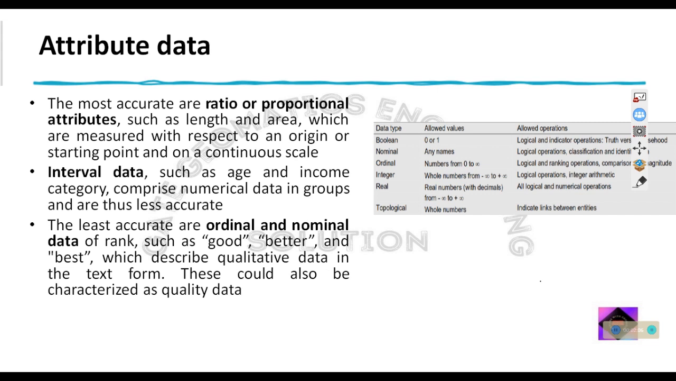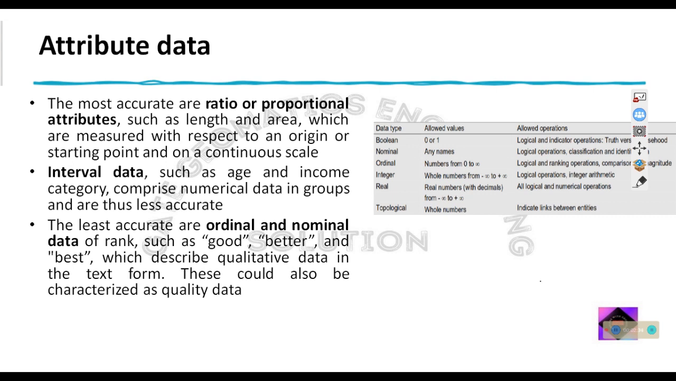Then what are the non-spatial databases? Those are mainly the attribute data. So what are the data types? Boolean, nominal, ordinal, integer, real and topological. But for our GIS scenario we mainly use the ratio or proportional attributes, interval data, and ordinal and nominal data. These complex attributes are mainly based on those simple data types.